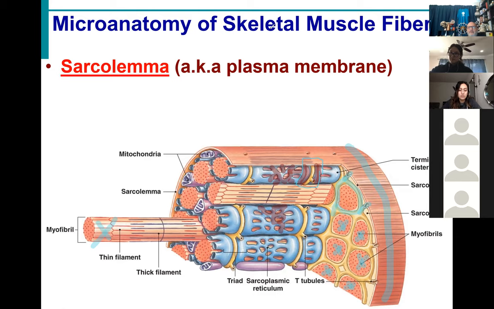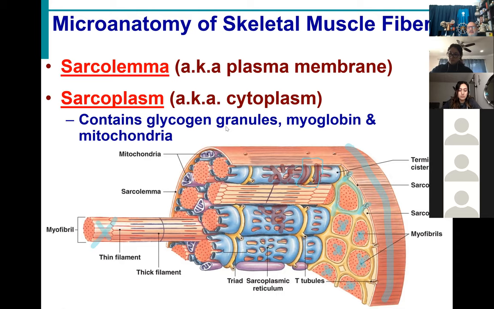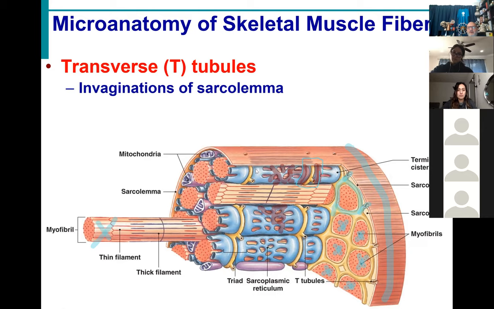So we have that sarcolemma. We have the inside, the sarcoplasm. Again, we have those inclusions, the glycogen granules for stored glucose, myoglobin to store oxygen, and mitochondria to use that oxygen to completely break down the glycogen to make ATP. We have the transverse tubules here in yellow, penetrating deep down into the muscle cell, those folds in of the sarcolemma. And again, they're going to contain interstitial fluid inside of them.